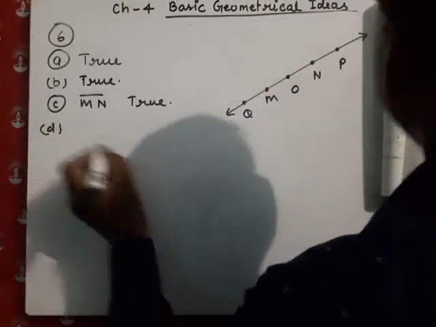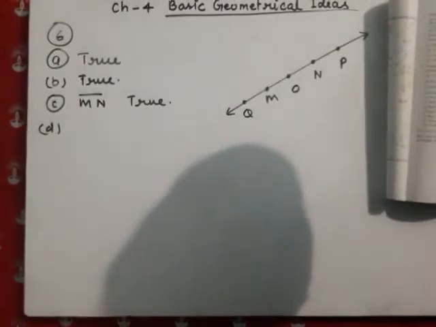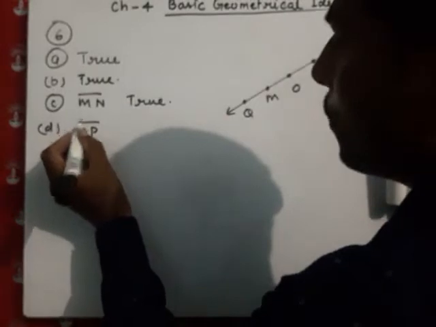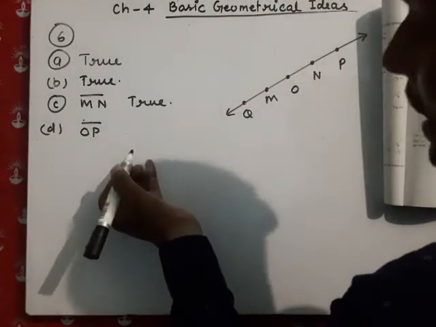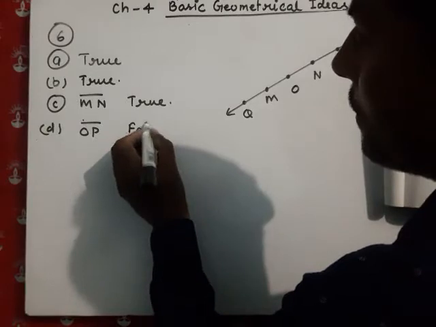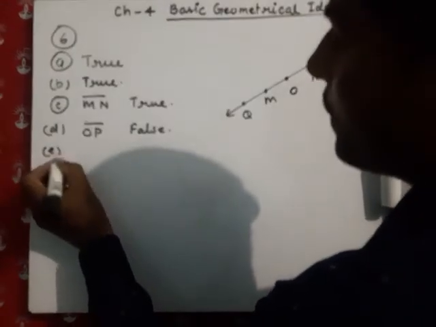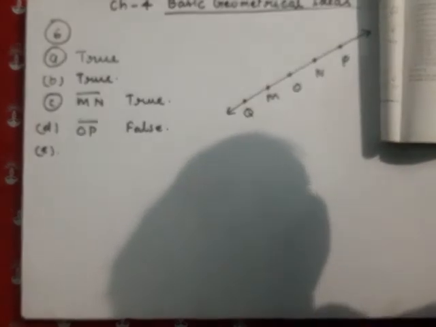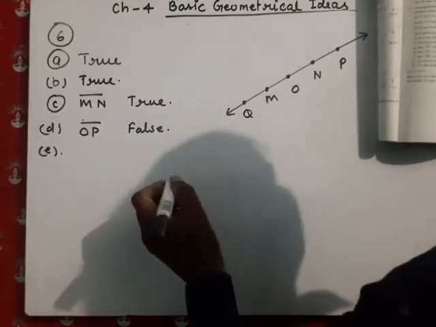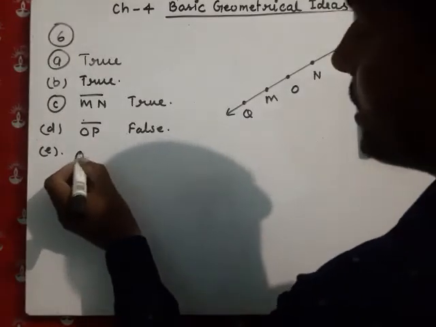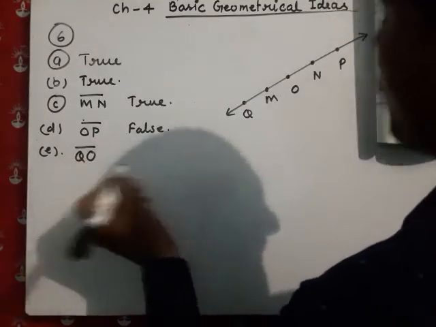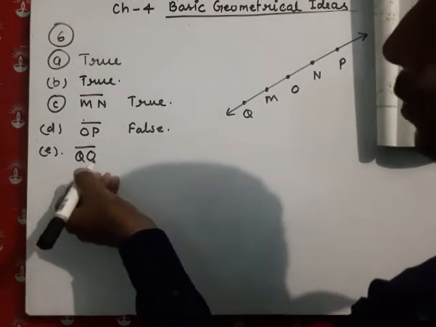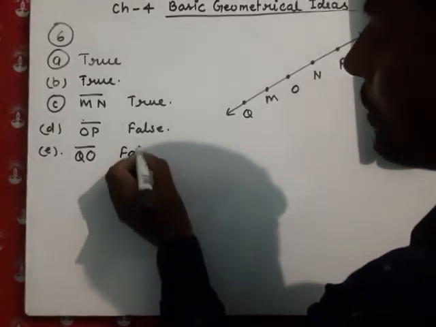Now going to part D. Here the question says that O and N are endpoints of line segment OP. Here the name of the line segment is given as OP, and the question says that O and N are the endpoints. So it is false. Now going to part E. Here the question says that M is one of the endpoints of line segment QO. The segment given is QO, and M is not one of the endpoints. So there is no endpoint M. So it is also false.